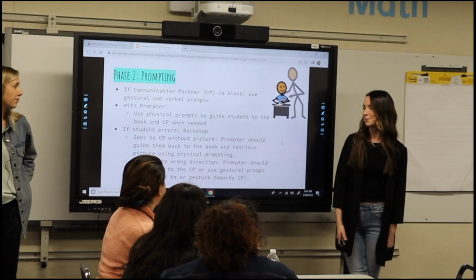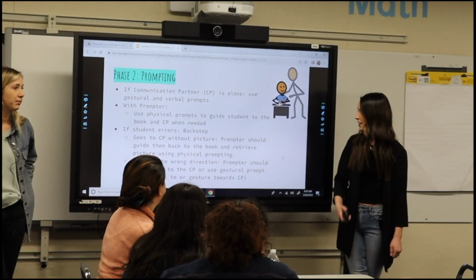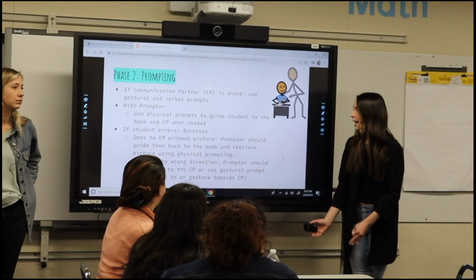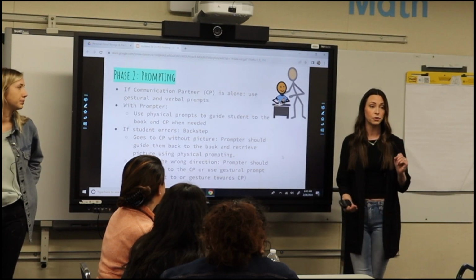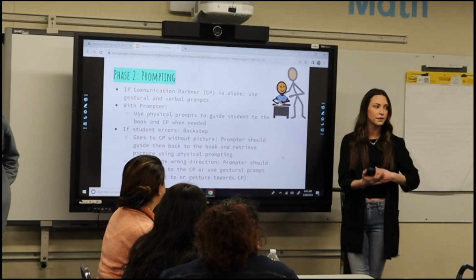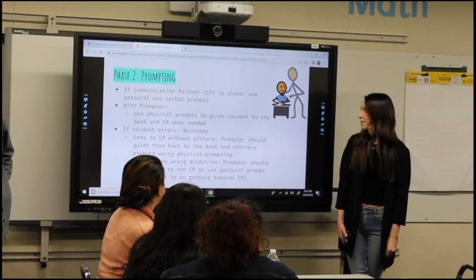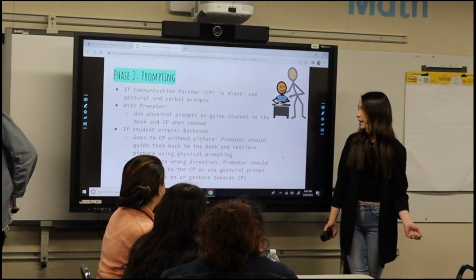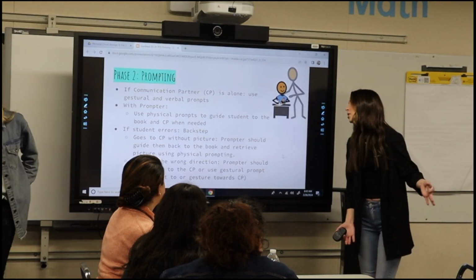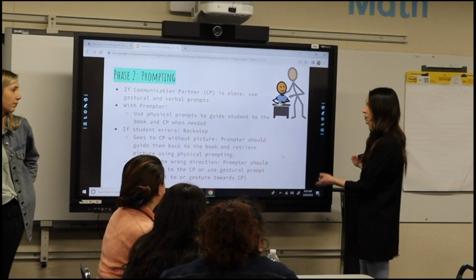It is what it says. You literally go right back to where you started. So the prompter should guide them back to the book, retrieve the picture using the physical prompting, that prompter or you at this point, because you're up and moving around, you're moving things. If we go in the wrong direction, that's okay. The prompter should gently guide them back to the communication partner or use a gestural prompt.